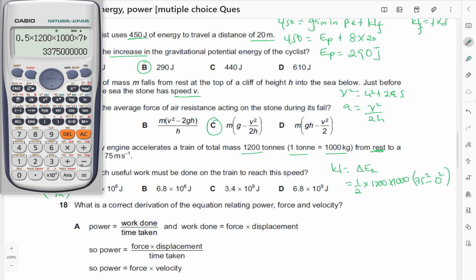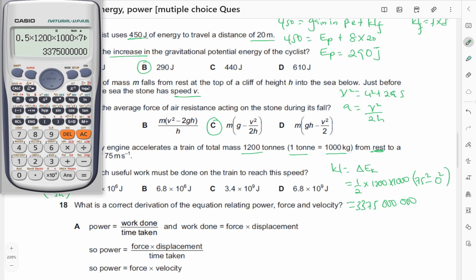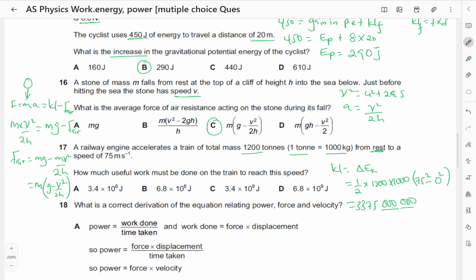So this is giving me about 3.4 times 10 to the power 9 joules when I round off, which makes my answer C.